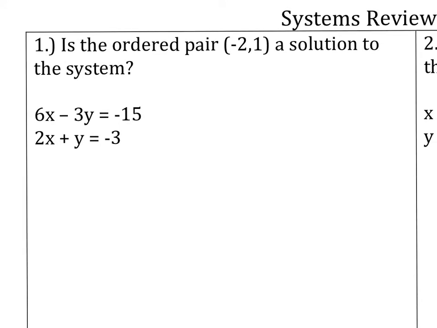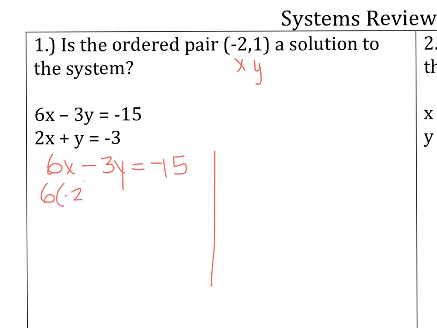So the first one says, is the ordered pair (-2, 1) the solution? So what we're going to do with this is plug in x and y for both equations and see if it comes out balanced. So for the first one, I have 6x minus 3y equals -15. So I'm going to plug in -2 for the x, and I'm going to plug in 1 for the y, and see if it comes out equal to -15.